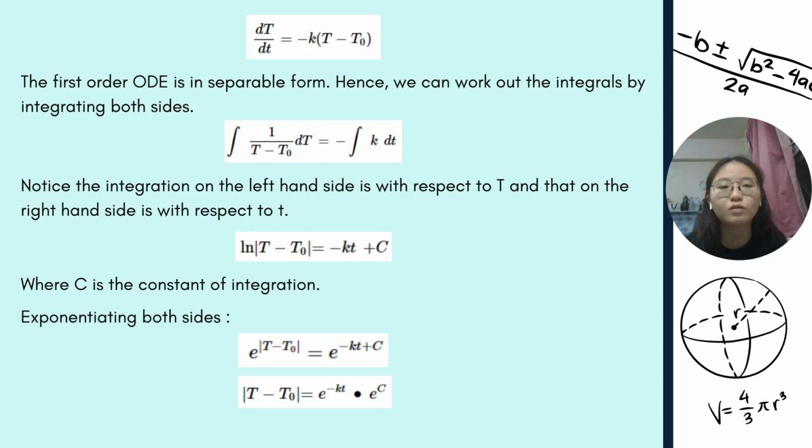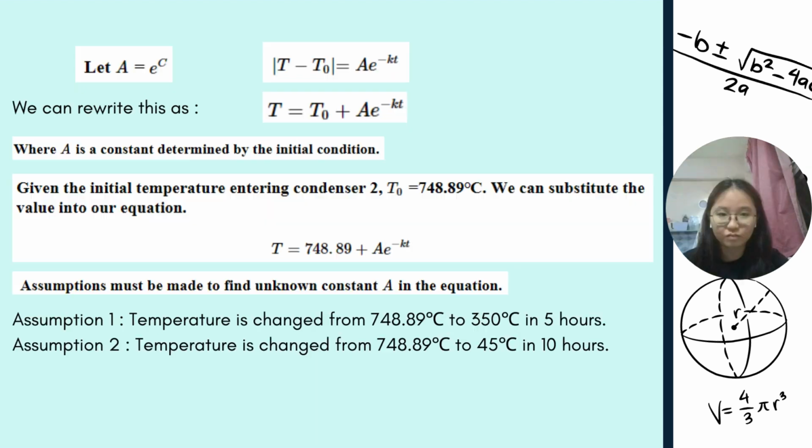Next, we exponentiate both sides of the equation to find capital T. So e power of capital T minus capital T naught equals e power of negative k small t plus c. Then e power of capital T minus capital T naught will just be capital T minus capital T naught, whereas the other side equals e power negative k small t multiplied by e power c. In this step, we let A equal e power c to make it look neater.